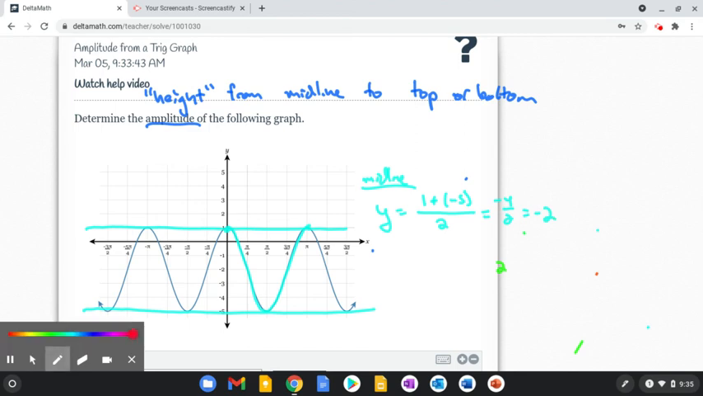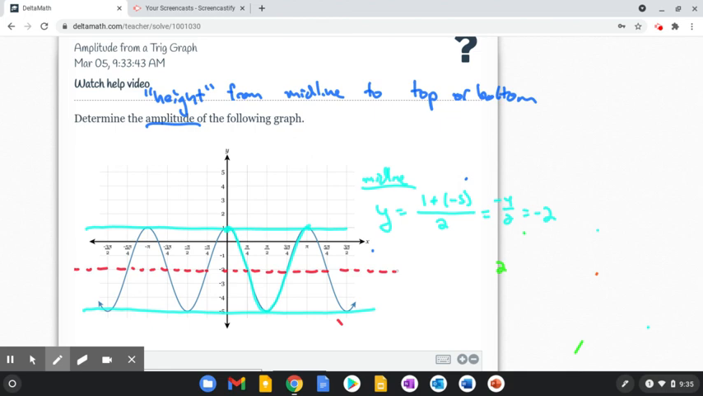So I'm going to go ahead and draw the midline on there. It's at y equals -2. So there's my midline, and the amplitude is defined as the height from the midline, so from my red line to the top, or midline to the bottom. It's going to be the same because it's the same distance.